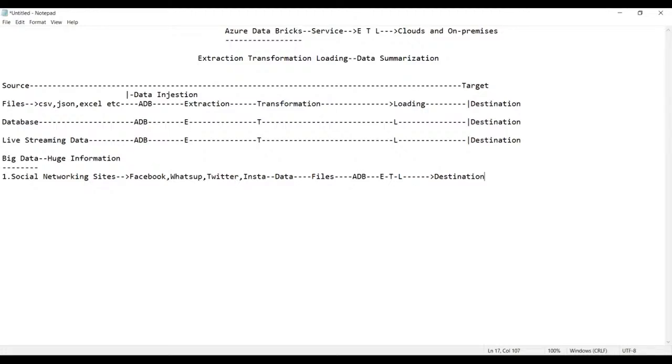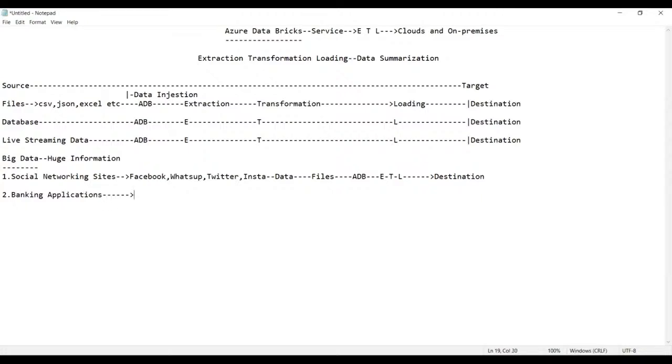Okay, guys, so now, apart from this, we can also get the data from banking applications. In the banking applications, we can get the data, and from here we pull in the data.